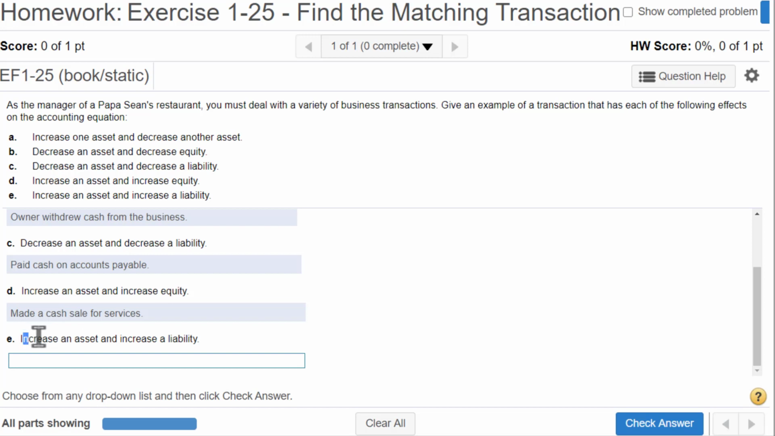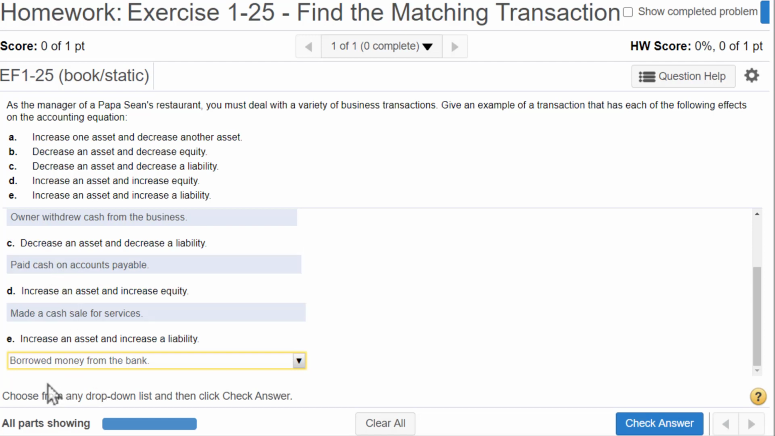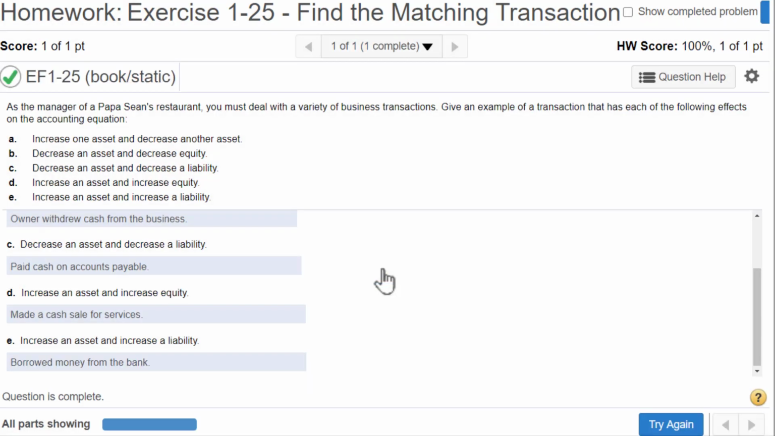And then finally, E, increase an asset, that's good, but increase a liability, that's bad. So it sounds like we might have bought something on account, or we might have gotten a loan. Let's see what we got here. Here we go. Borrowed money from the bank. Let's see if this makes sense. If you borrow money, cash is going up, and cash is an asset, so an asset is increasing. And if you borrow money, you have a liability. So, yep, that makes sense. And that's it.